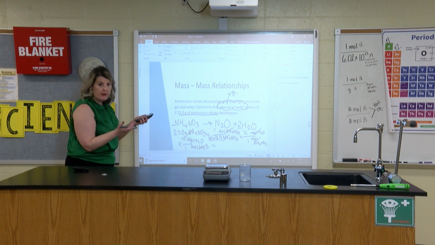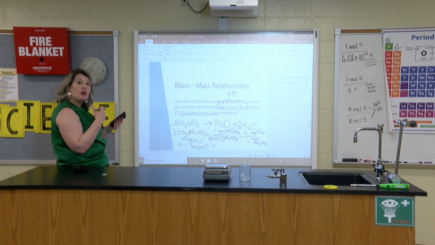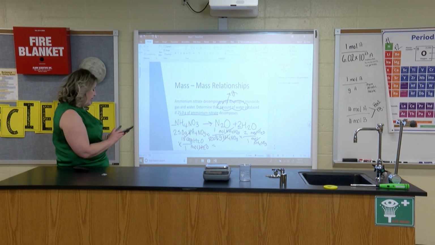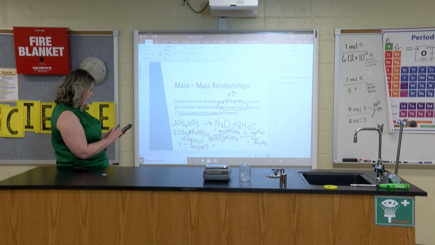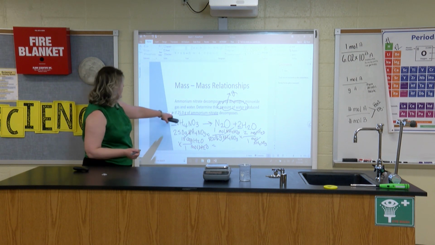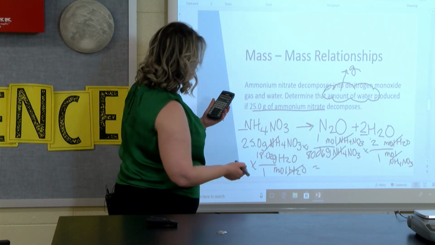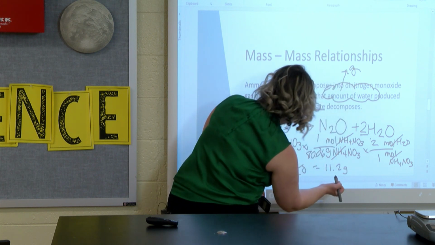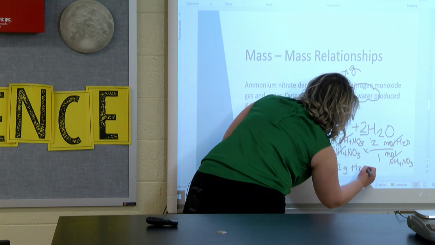So I'm going to put this in my calculator now. Remember, anything across the top you multiply, and anything across the bottom you divide. So I'm going to say 25 divided by 80.06 times 2 times 18.01. And that is going to give me, don't forget I want 3 sig figs, 11.2 grams of water.